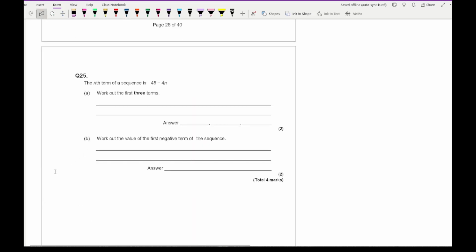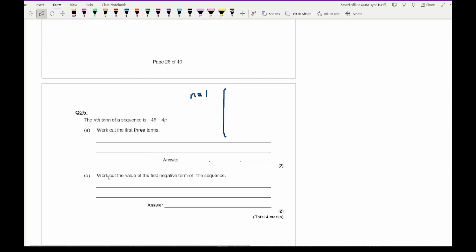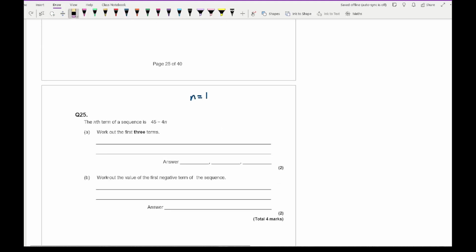Then for question 25, it says the nth term of a sequence is 45 minus 4n. Work out the first 3 terms. So for the first term, n equals 1. So I've got 45 minus 4 times 1. 4 times 1 is 4, so we've got 41. So that's the first term. The second term is when n equals 2. So I've got 45 minus 4 times 2, which is 8, and that's going to give me an answer of 37. And then all I'm doing is taking away 4, so then that becomes 33.